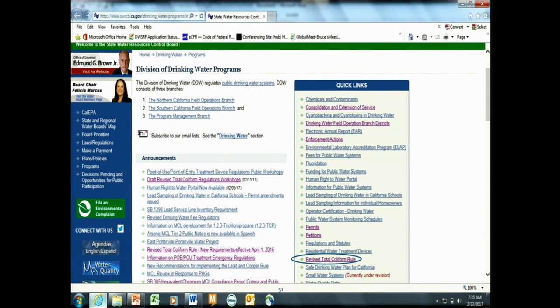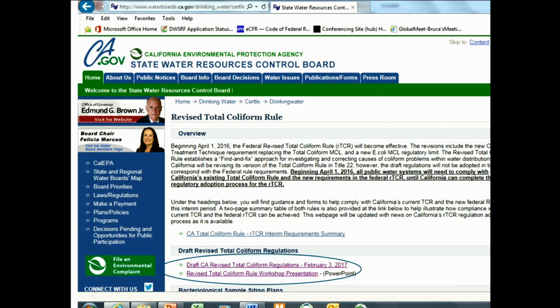So as I said, you can get to this information on our website. If you go to the Drinking Water Program website and look under quick links, you can see circled there the revised total coliform rule. That'll take you to our revised total coliform rule page. And under the revised total coliform rule, the draft regulation is up there now, and also the revised total coliform rule workshop presentation, and we'll update it with that one error we found.